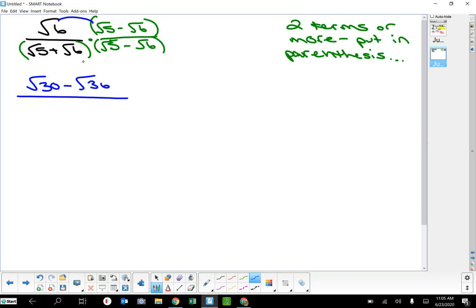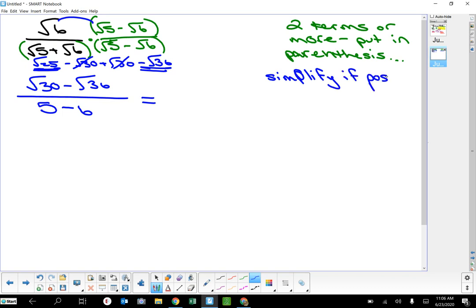And then when I do the bottom, I'm going to do it right under there and then transport these simplified ones. So I have rad 25 minus rad 30 plus rad 30 minus rad 36. So these two cancel each other out. Rad 25 is just a 5. Minus rad 36 is minus 6. And that reduces to a negative 1. So now you're going to simplify, if you can. Simplify, if possible. And that means the radicals and any like terms.